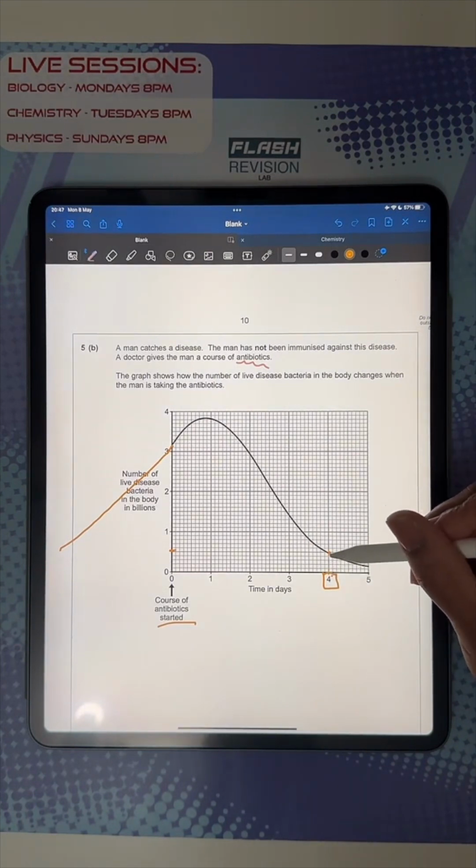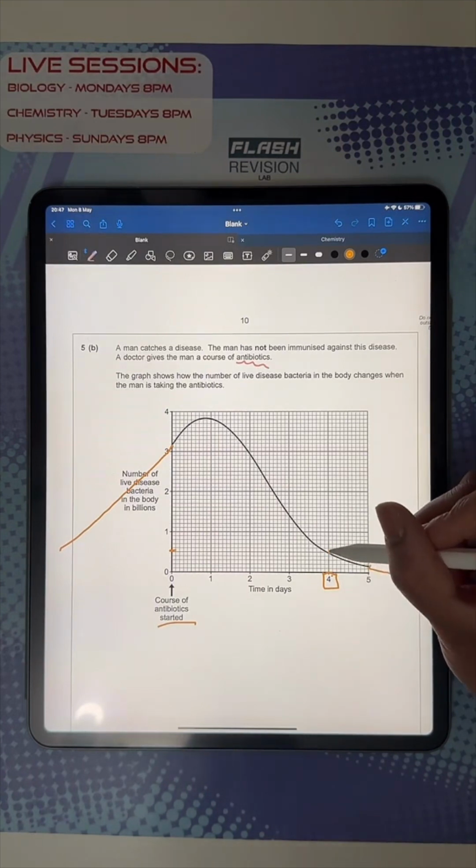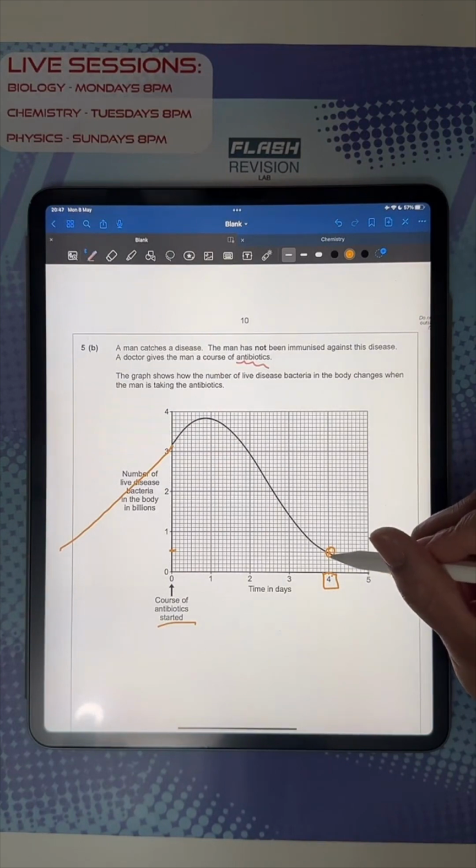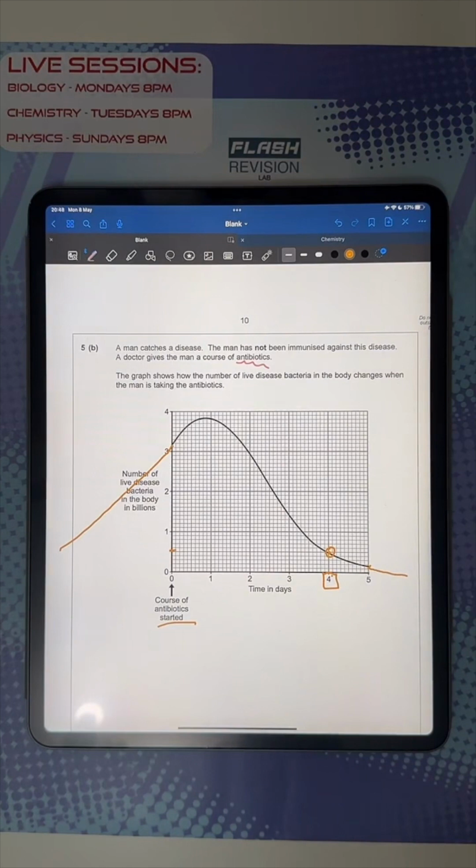So the man should carry on taking the antibiotics so that this goes to 0. Because if he's left with just the stronger ones, even though he's got a low number, they're going to reproduce again, and they're going to be even more difficult to kill. So it's going to get worse. That's why it's so important people finish the antibiotics when they take them.